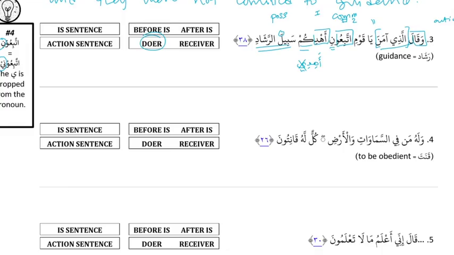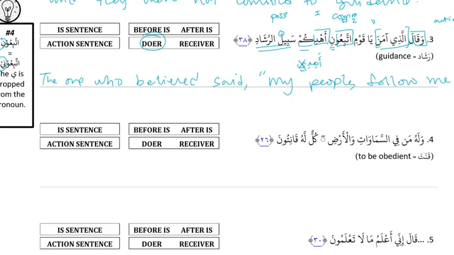Okay. Translation. So the one who believed. We know that's our doer. We start with our doer. The one who believed said. Then our action. My people. Follow me. Follow is a command, and then receiver. Me is a receiver, and then what will happen is a consequence. As a result, ahdi is I will guide you all. You all is our receiver. I will guide you all. Sabil al-Rashad. I'm guessing 2. We're going to have to add a TLDR to naturalize it. I'll guide you to the path of guidance. Yeah, the path of guidance. Good.